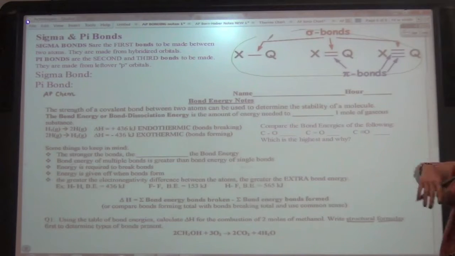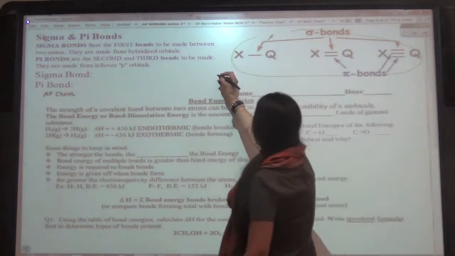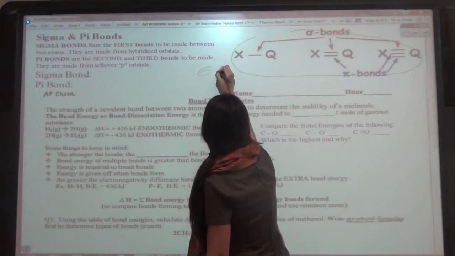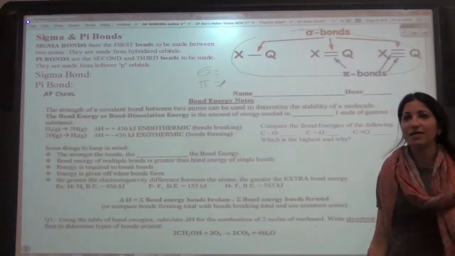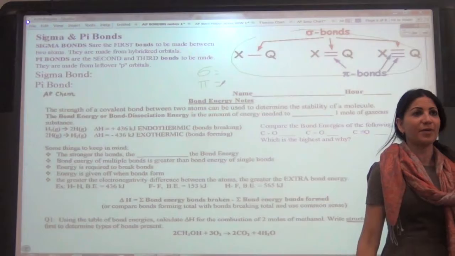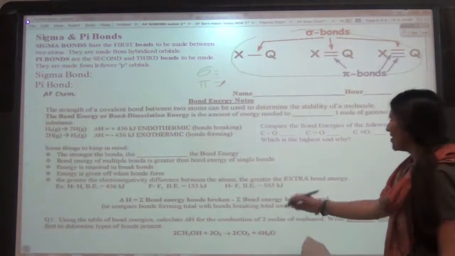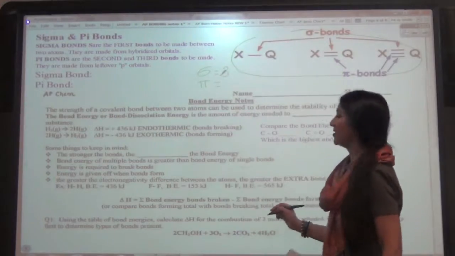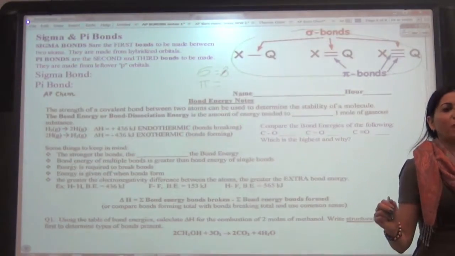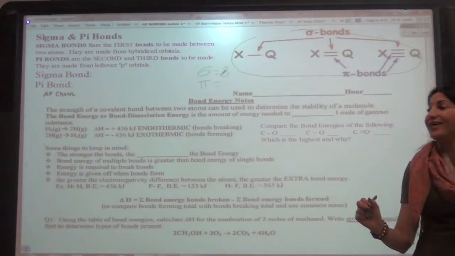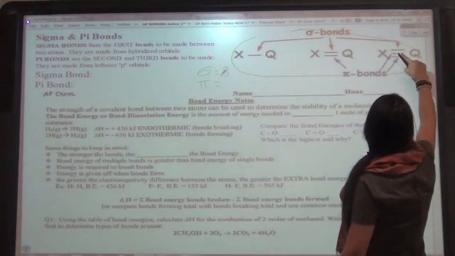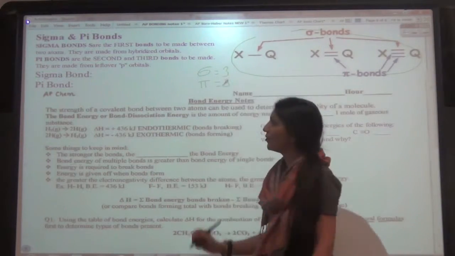But if we looked at this and I told you I wanted to know how many sigma bonds are in total and how many pi bonds in total out of all of these, on the count of three, I want you to tell me how many total sigma bonds you see. Ready? One, two, three, go. Three. There are three sigma bonds. And on the count of three, I want you to tell me how many total pi bonds there are. One, two, three, go. Three. Okay? So that's all you would have to do.